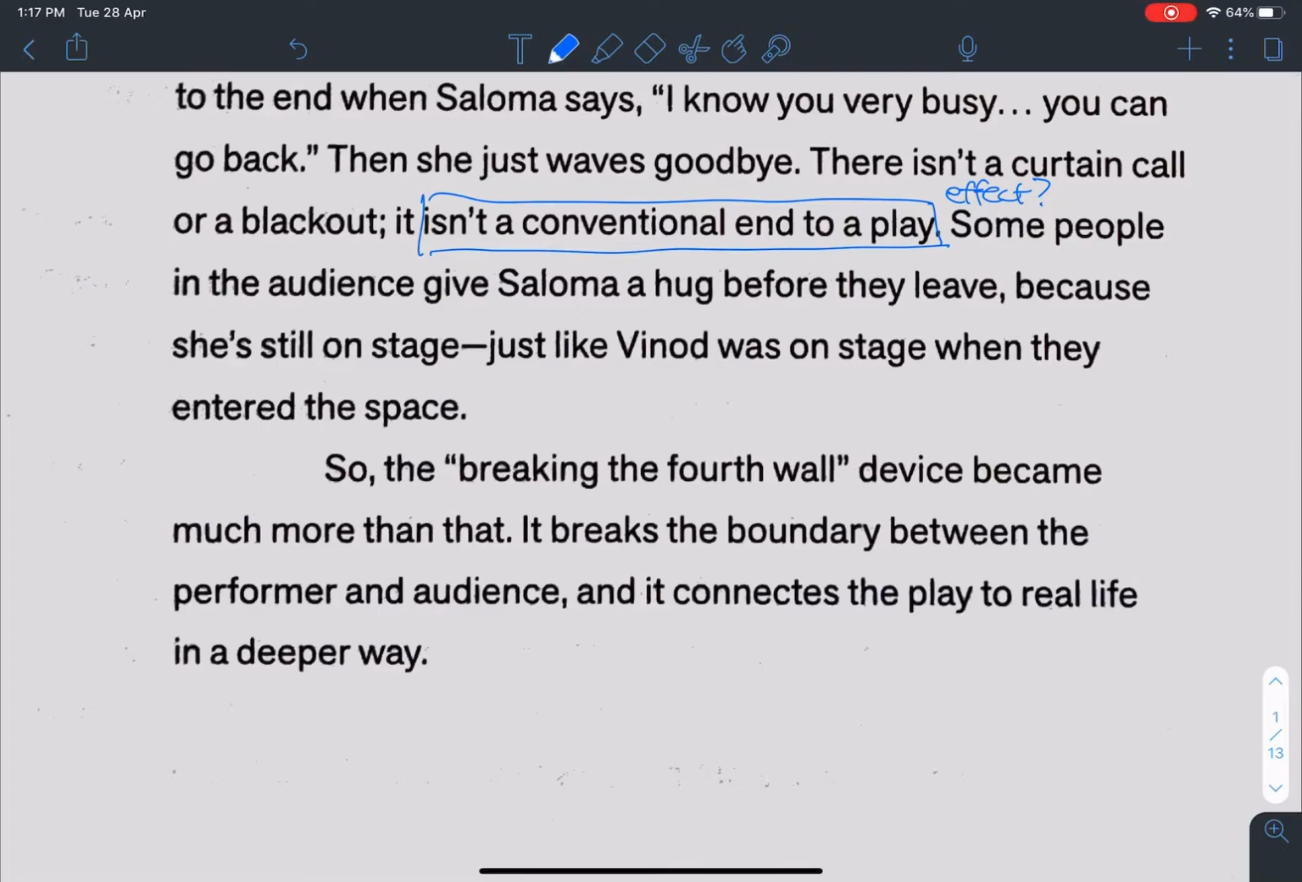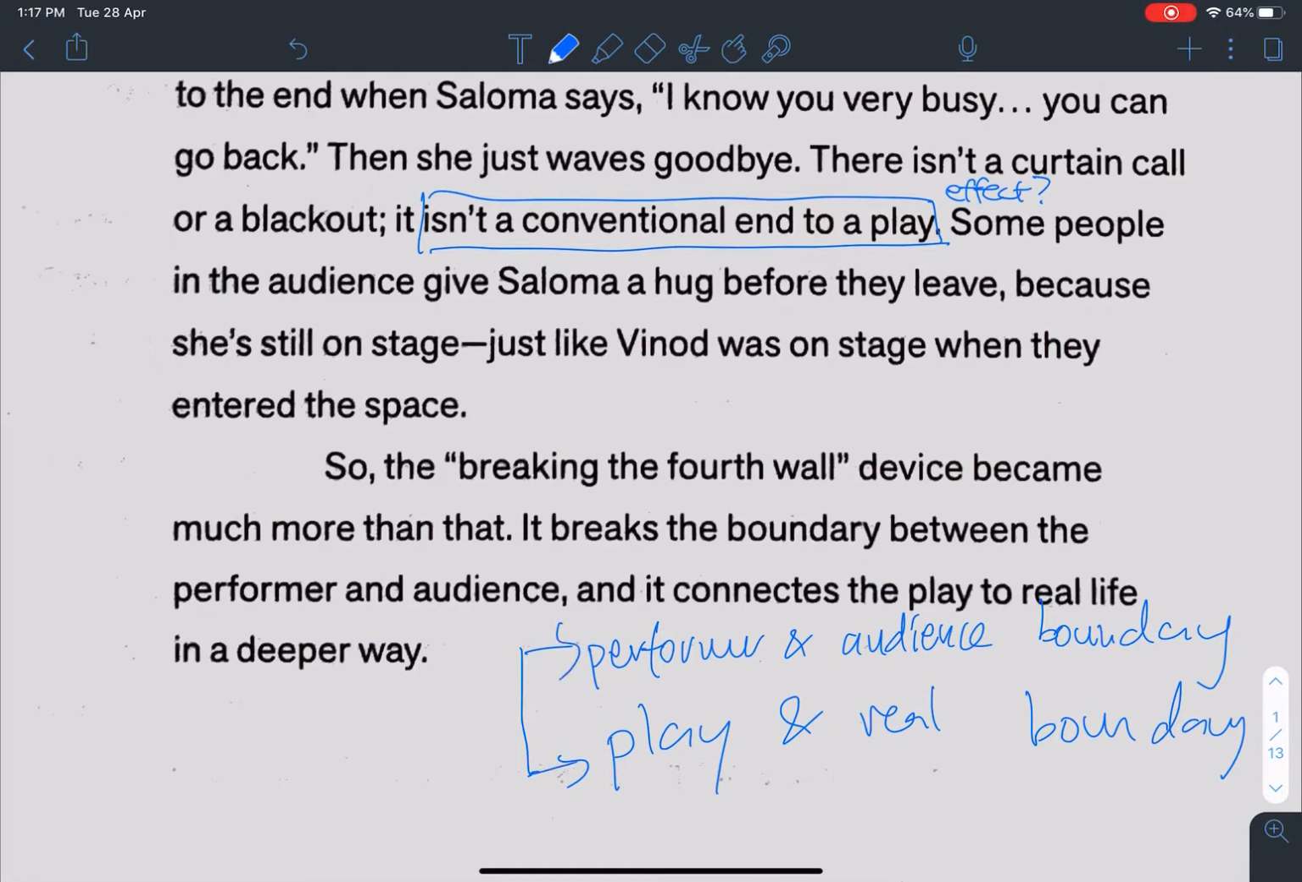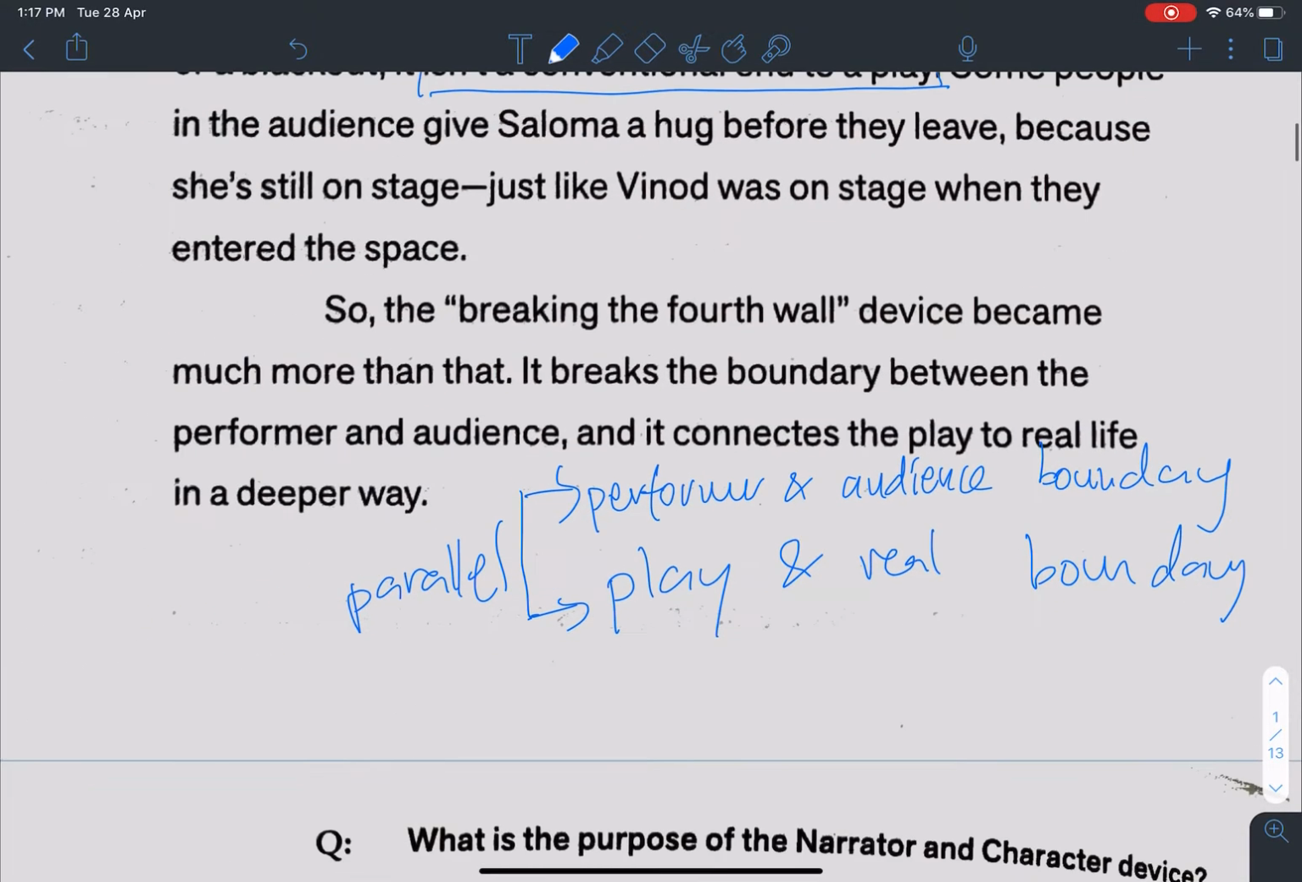Okay, I am seeing a relationship here. And what is this relationship? There's a performer and audience boundary. And the interviewee is saying that it parallels the real life, okay, play and real life boundary. And he's saying that we have this parallel. Okay, and when I break the fourth wall, I am causing myself to question this, right?